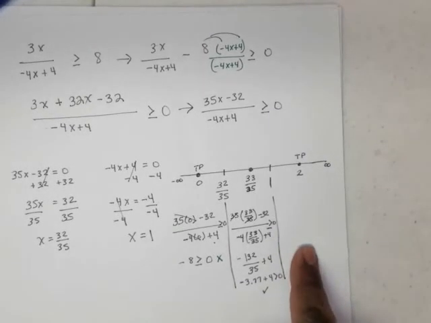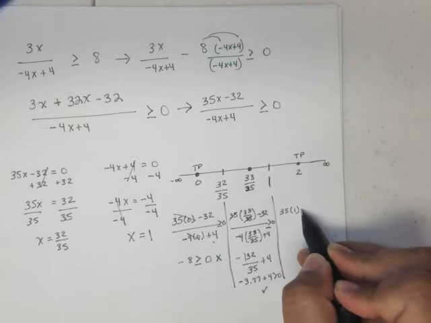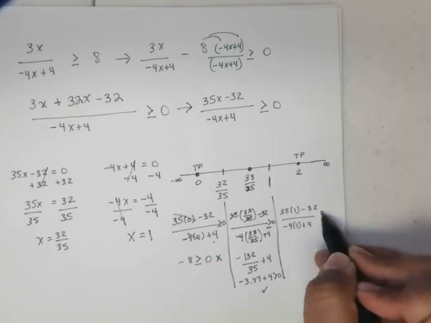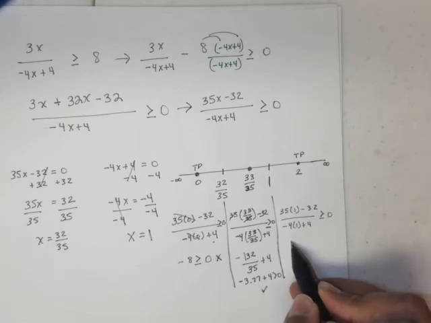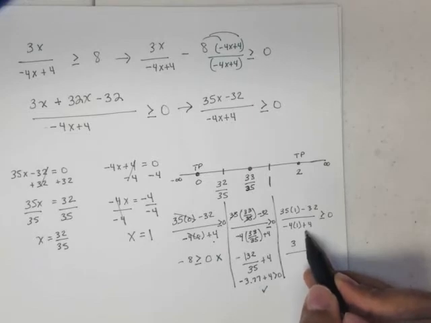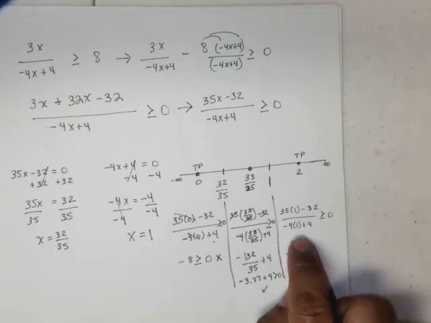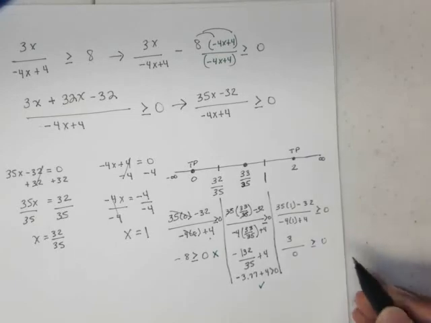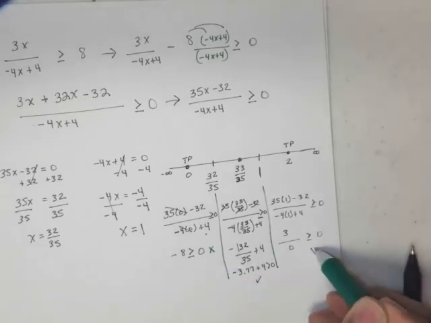Now let's check this right here. The last part, let's see here. 35 times 1 minus 32 over negative 4 times 1 plus 4 greater than or equal to 0. 35 minus 32, of course, is 3. And the denominator here, negative 4 plus 4, is what? Negative 4 plus 4, 0. Well, we know we can't even divide by 0, so we shouldn't even bother checking if this would be greater than 0. So this part right here is actually not true either.